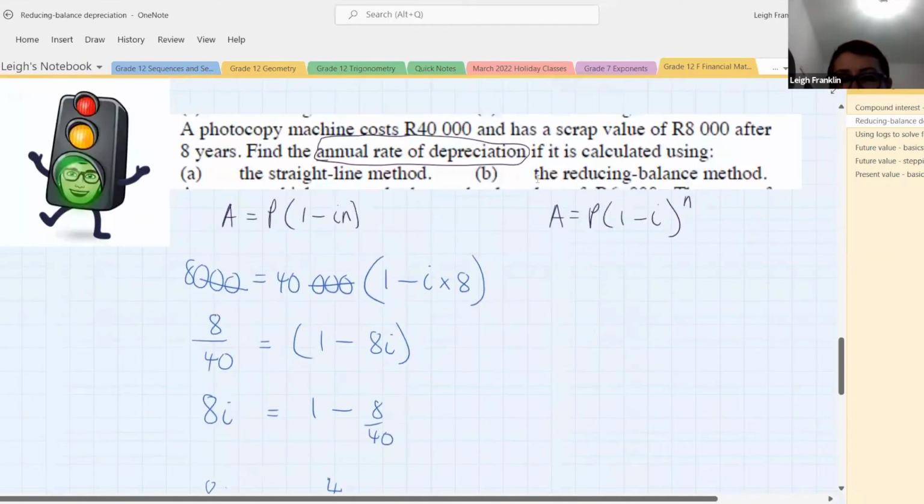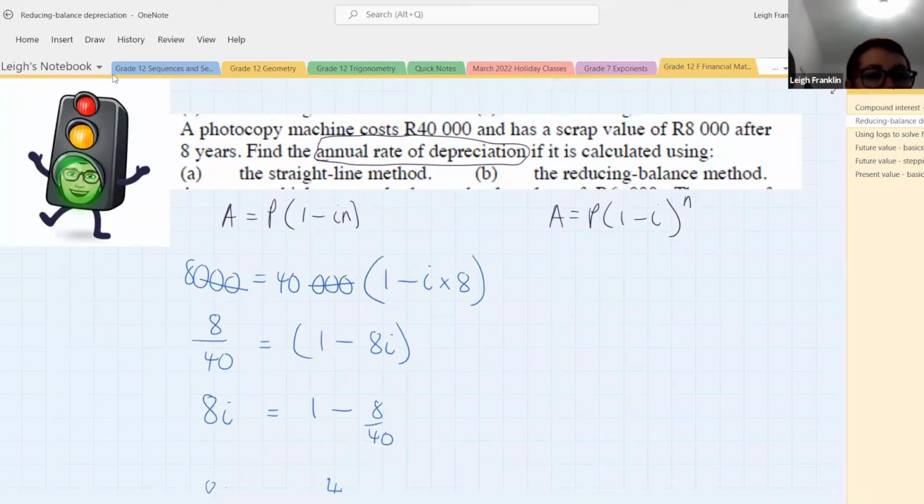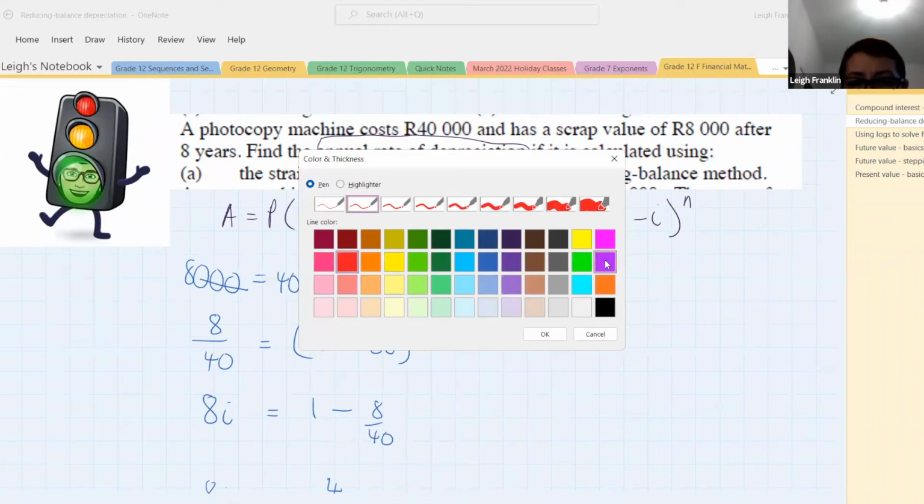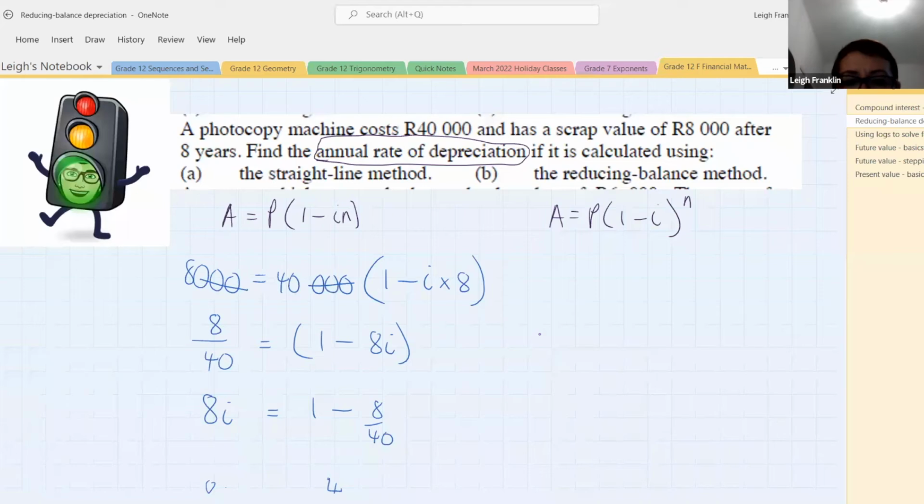Okay, so what happens here with this is as follows. Okay, so A is equal to 8,000, right? That's what this photocopy machine is worth after 8 years. The company that bought it originally spent 40,000 Rand on it, okay? So that's quite a lot of money, right? So we want to work out the interest rate. So that's 1 minus i is what we are solving for. And remember, n, okay, is our exponent. It is 8.